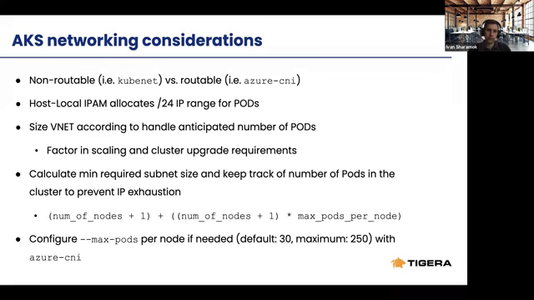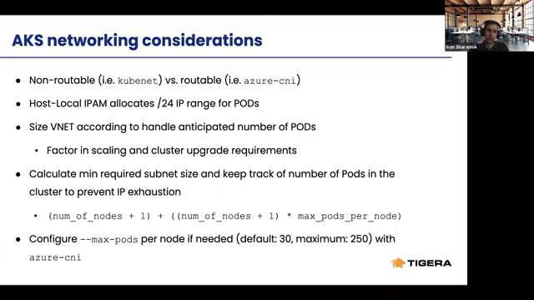If you're using Azure CNI, then you need to do some homework and calculate the size of the subnet that you're going to use. You need to factor in some future anticipated growth of the cluster, how much you want to scale it, as well as scaling and upgrade requirements for the cluster. Here's the formula for calculating the minimum required cluster size, and in this formula, the number of nodes should include what you anticipate scaling to in the future.